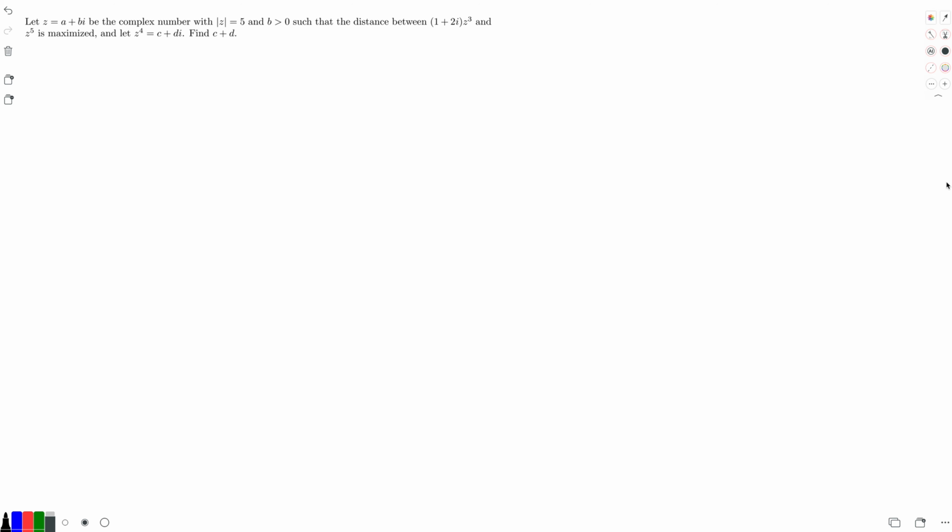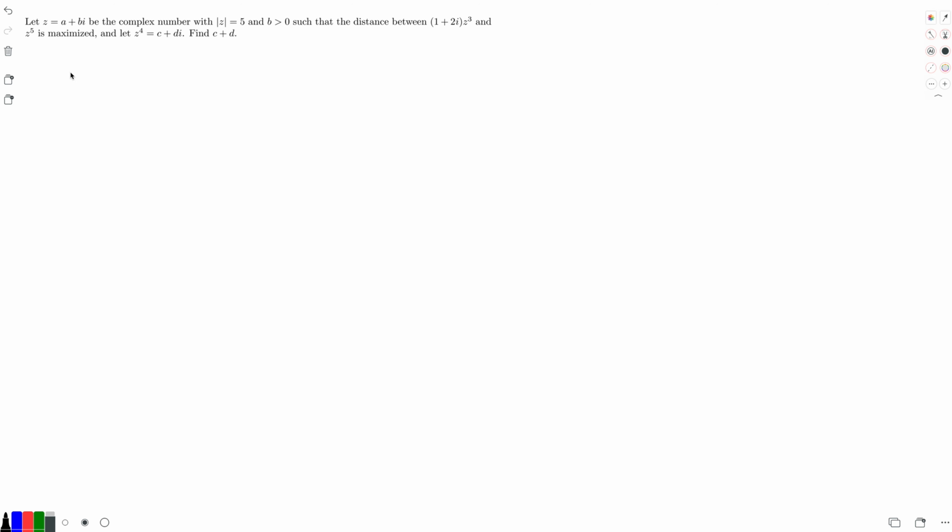Let z equal a plus bi be the complex number with modulus of z equal to 5, and the imaginary part greater than 0, such that the distance between (1 plus 2i) times z cubed and z to the fifth is maximized. Let z to the fourth equal c plus di. We want to find c plus d.